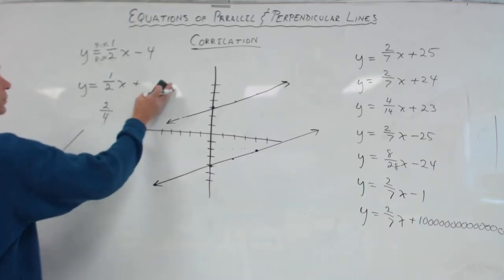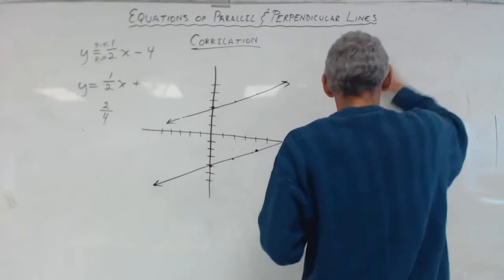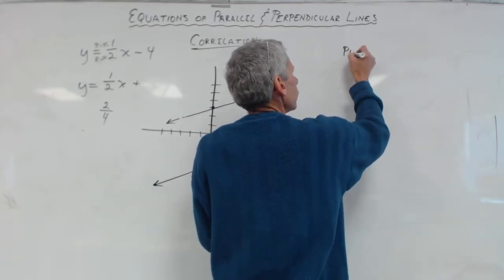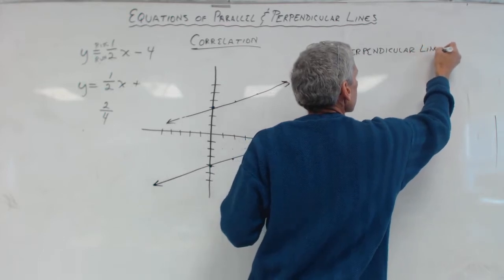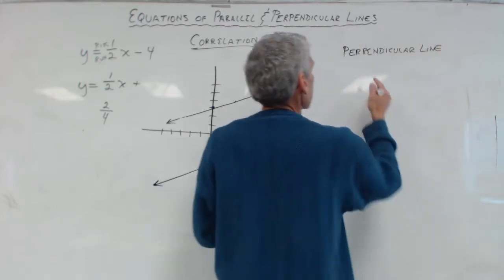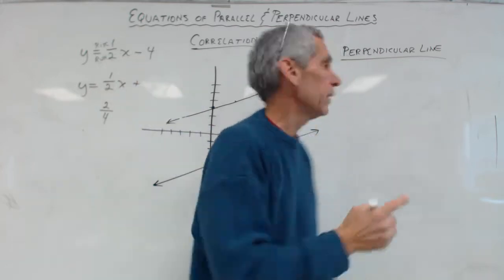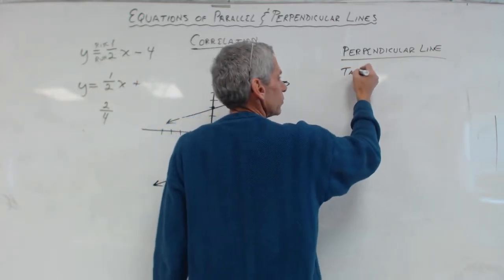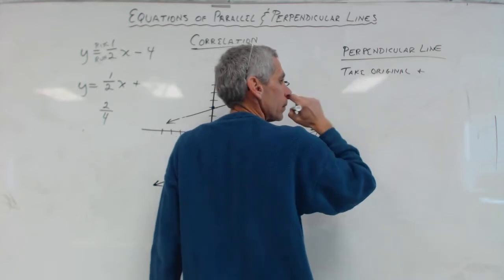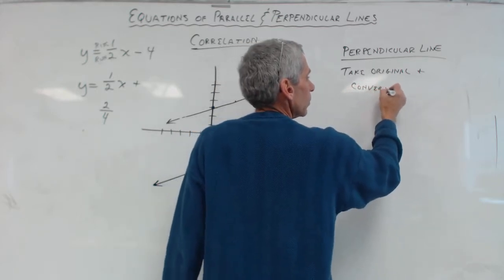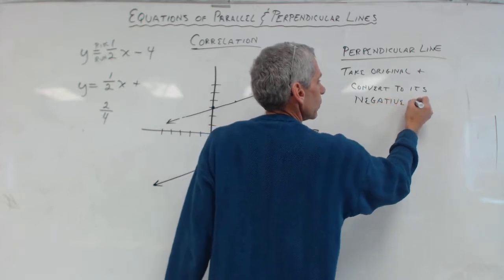Let me write it up. In order to create a perpendicular line, you take the original slope and convert it to its negative reciprocal.